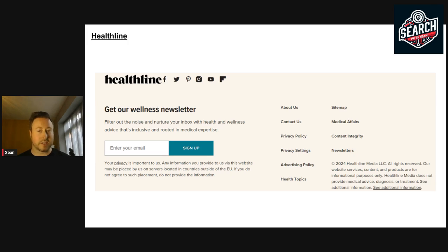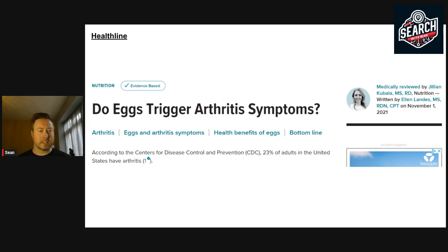As you can see, with the newsletter, they talk about their medical expertise. They also link to a couple of important pages on the site: privacy policies, advertising policies, and the content integrity page, which we'll go into. These are really important pages around trust, letting the user know how they put things together, how they protect their users and so on. It's really important.